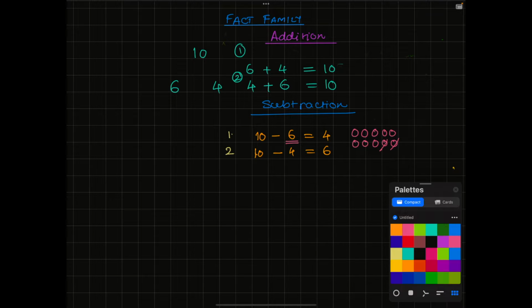1, 2, 3, 4, 5, and 6. And the remaining ones will be the answer. That is 1, 2, 3, and 4. So this checks. Let's do the second fact, double check.